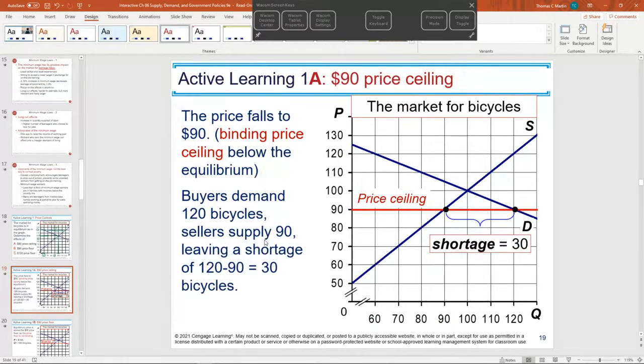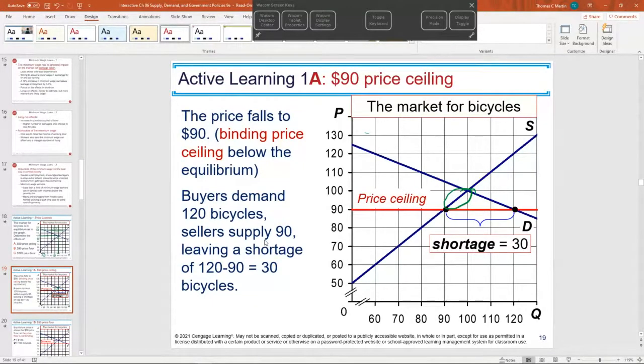We're looking at this one. It's a binding price ceiling. Because the price ceiling is below equilibrium, it's binding. We look at the number of units the consumer wants. We want 120. The supplier, these businesses in this area right here, are no longer willing to sell.